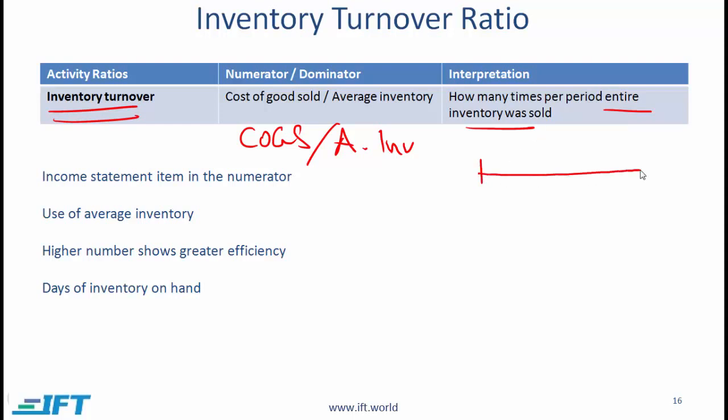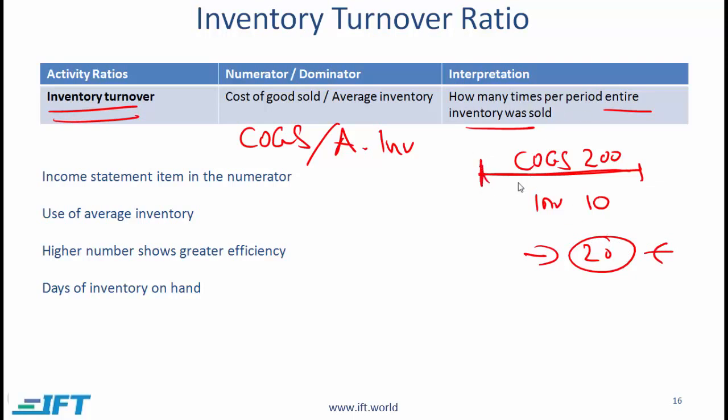Let's say that over a period, the COGS for a company was 200. And during the same period, on average, the inventory was equal to 10. The inventory turnover ratio then is 200 over 10, which is 20. So what is the interpretation of 20? This is approximately the number of times per period, so this period, that the entire inventory was sold.